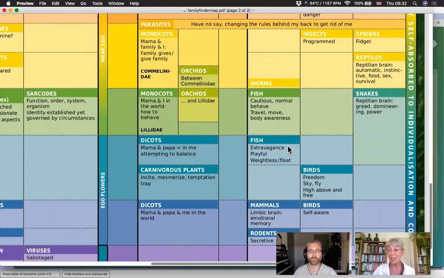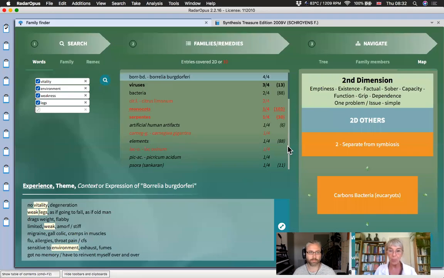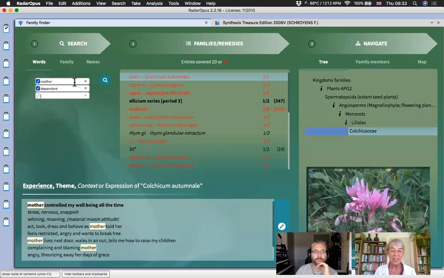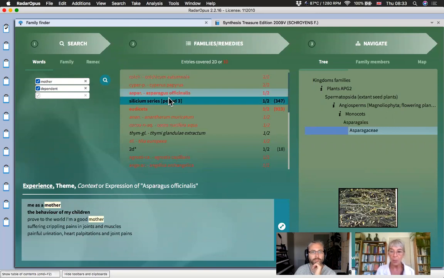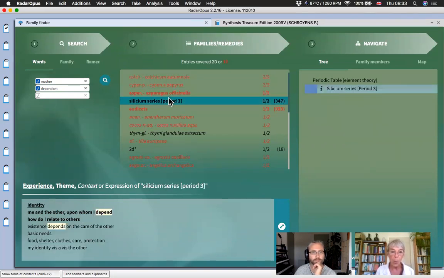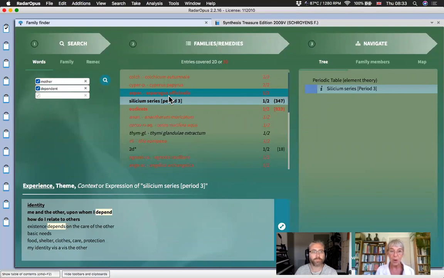So we can do this as a tryout. If you go to the Family Finder, we can do it in a minute if you want, and you put in mother and dependent and just see where you come out. The mother will always be there in a monocot. And there's a big dependency. Okay, so a monocot first. It brings you to Colchicum, Cyperus, Asparagus. There are different monocots, but they're all monocots. And you see why, because the mother issue is somewhere there. Yes, it's always somewhere there.